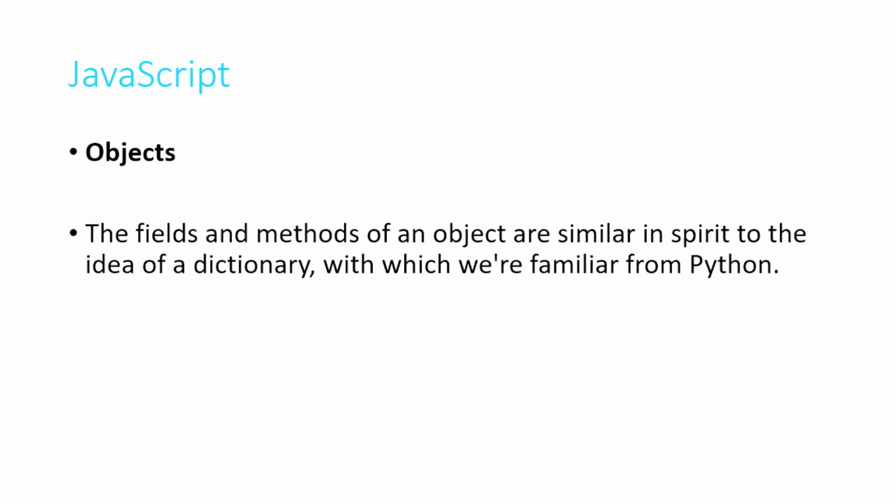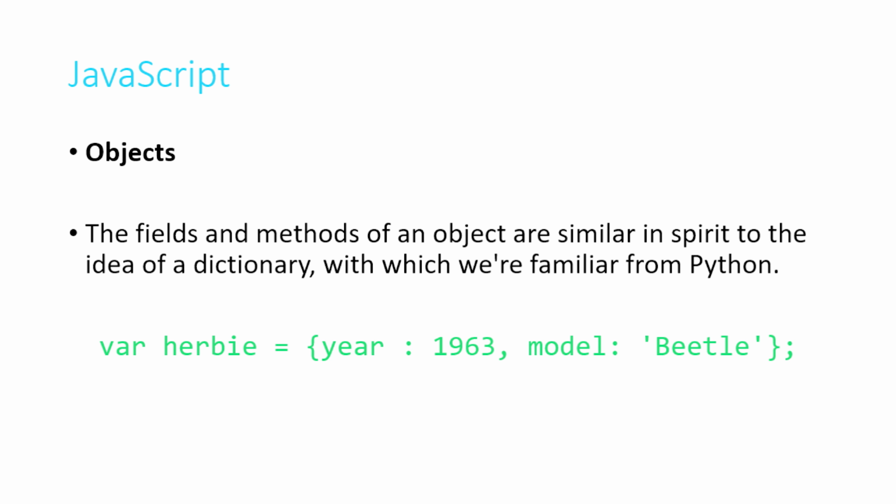The fields and methods of an object are really similar in spirit to the idea of a dictionary, which you may be familiar with or recall from Python. So we could, for example, have something like this. var Herbie equals curly braces now, not square brackets, it's curly braces, and then a comma-separated list of key value pairs where year: 1963 is sort of like saying Herbie.year equals 1963 in C, and Herbie.model equals Beetle. This is akin to how we would do the same thing in JavaScript by creating an object and giving it a couple of properties right away.